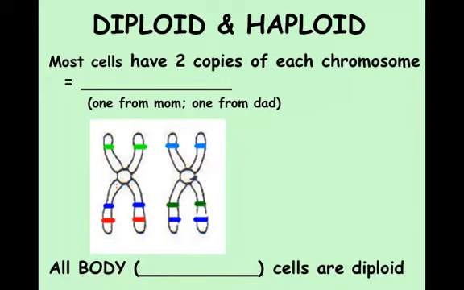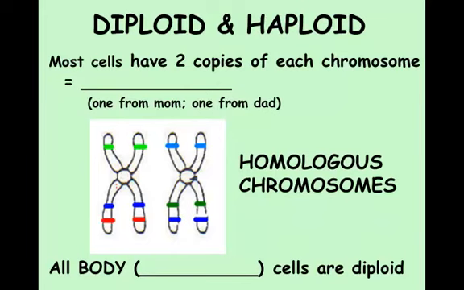Most cells, if you look at body cells, think skin cells, muscle cells, nerve cells, bone cells, they have 2 copies of each of the chromosomes. One came from mom, one came from dad, and we call those homologous chromosomes. Those cells are called diploid cells. They have 2 of each kind of chromosome, 2 number 1s, 2 number 2s, 2 number 3s, and so on. And all body cells are what we call diploid cells. We often write diploid as a 2N cell, because there's 2 of each kind of chromosome.